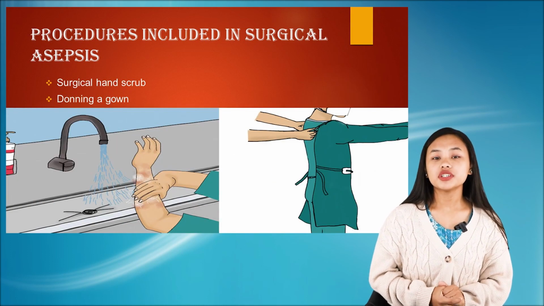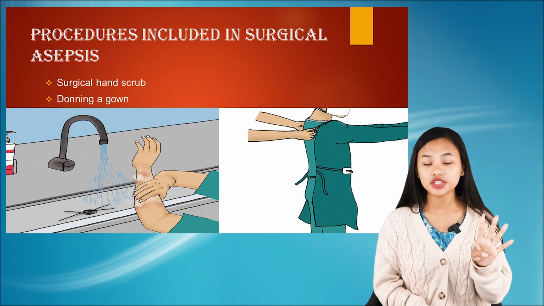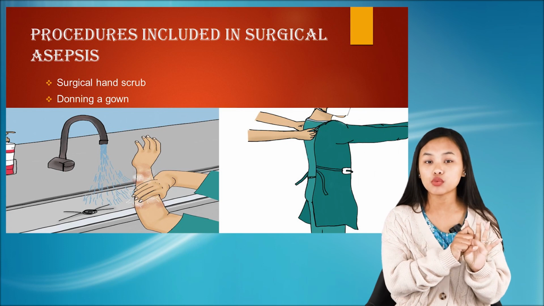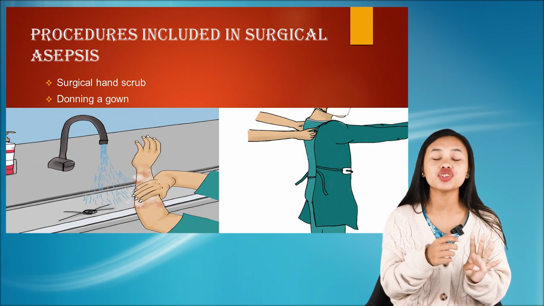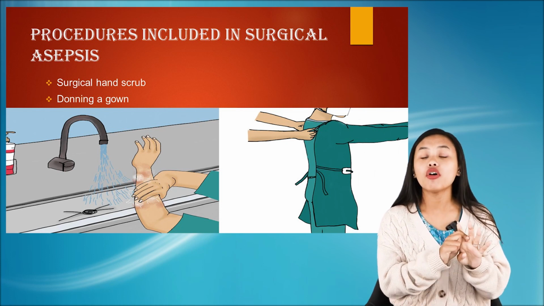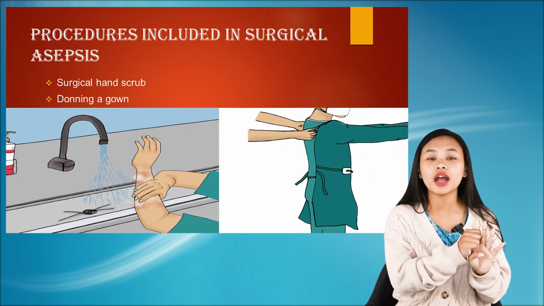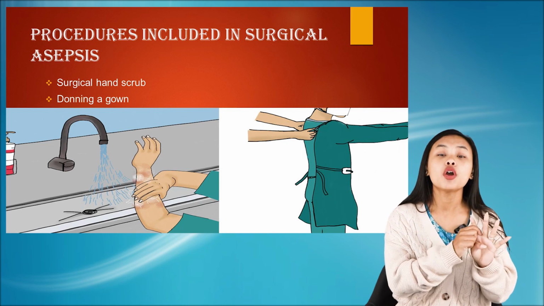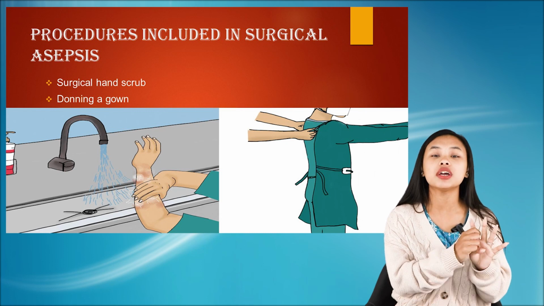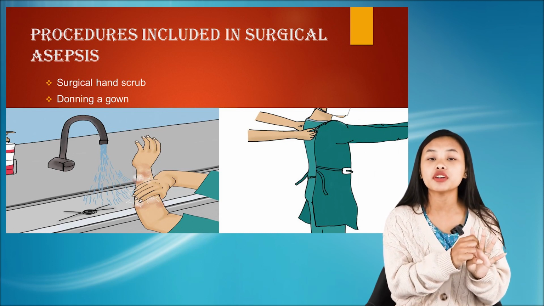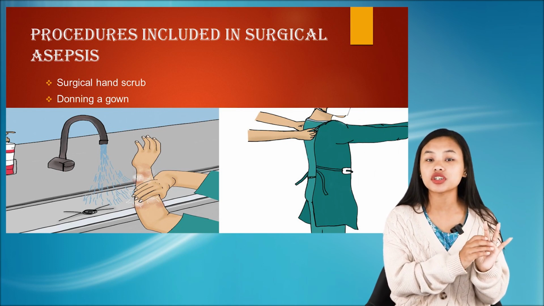So what are the various procedures included in surgical asepsis? Here it involves four procedures. The first one is surgical hand washing. As we have discussed hand washing in detail in our previous session, I hope by now you have a clear idea of why hand washing is important and all the steps you need to perform when doing surgical hand washing. It helps to eliminate as well as prevent the spread of microorganisms, which is why it is very important.